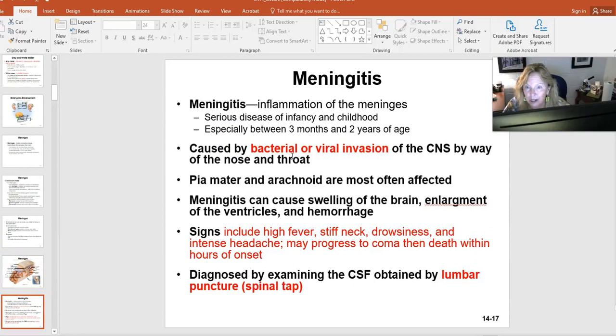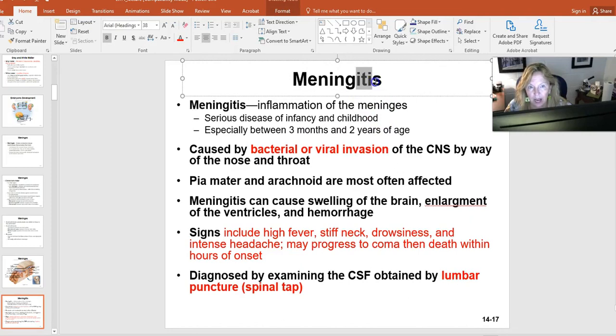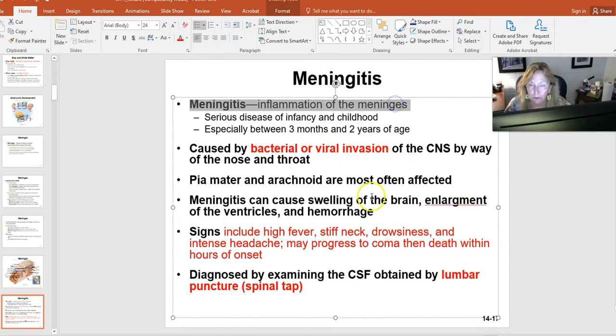And I do want to talk to you briefly about a condition that we know occurs sometimes called meningitis. Itis as a suffix, no matter what the word is, itis as a suffix means inflammation of. So in this case, inflammation of the meninges. This can be caused from many different etiologies. Etiology is the study of the cause, right? So it can be many different etiologies.